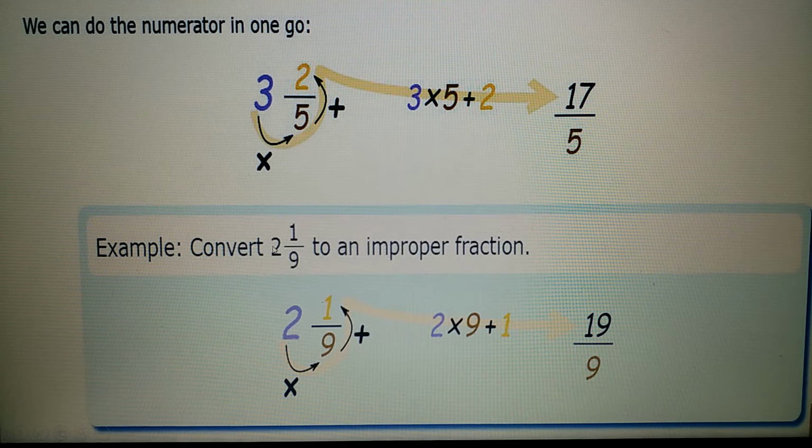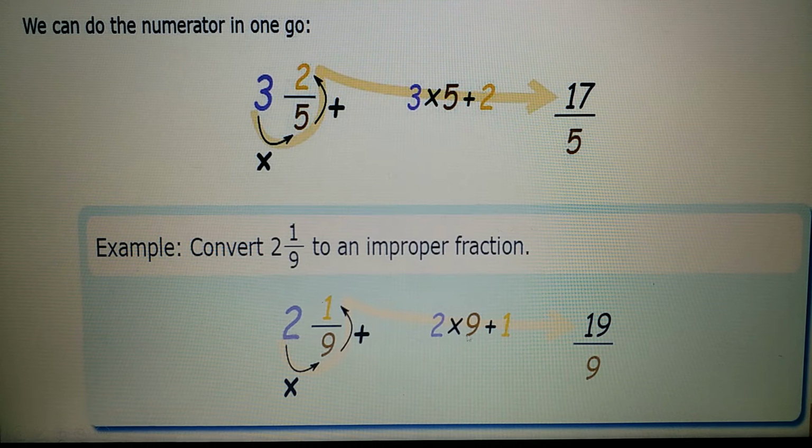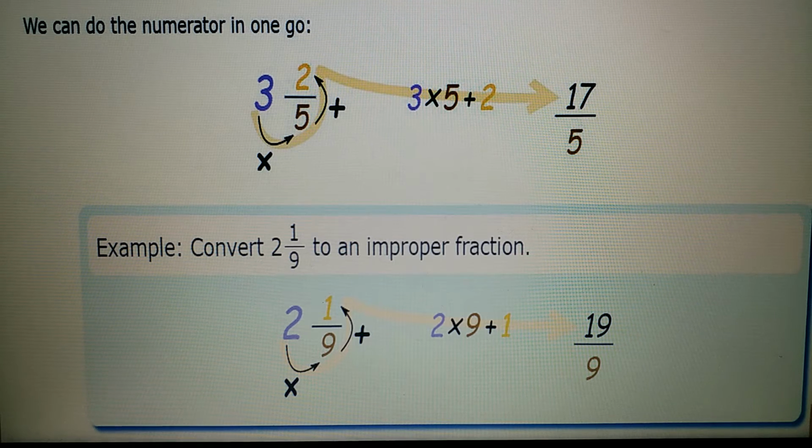Example number 2, we have 2 and 1 over 9. Okay, we're going to convert it to an improper fraction. Multiply 2 and 9. So 2 times 9 equals 18. Plus the numerator, which is 1, equals 19. And then carry the denominator, which is 9. So the answer is 19 over 9. Okay? So for more information, we're going to watch a short video clip.